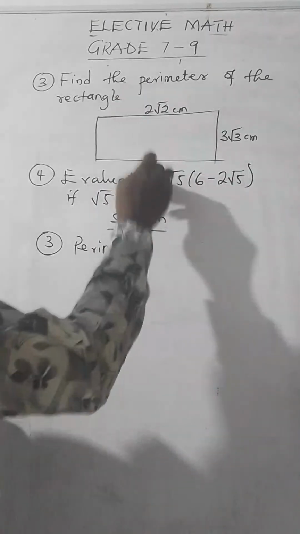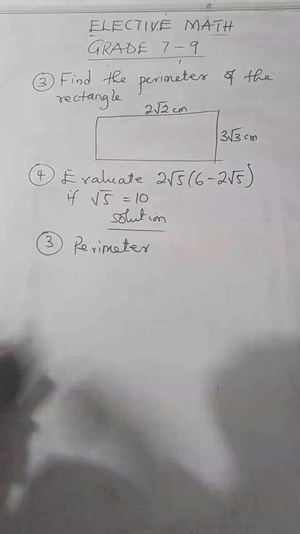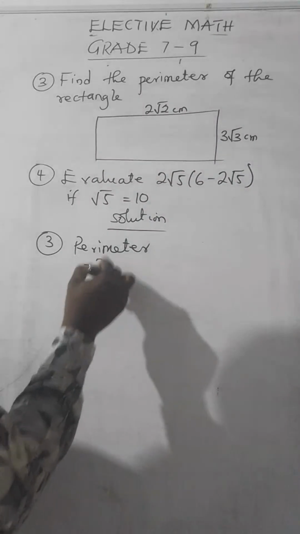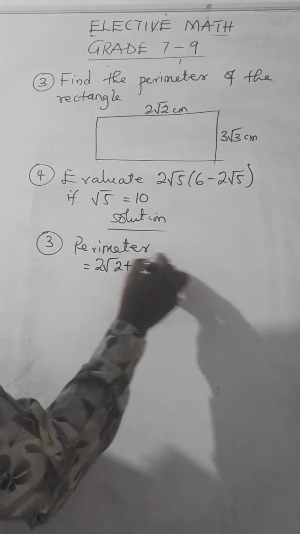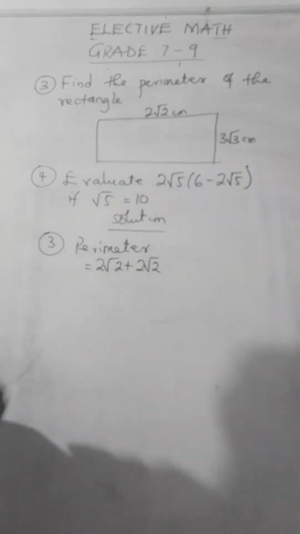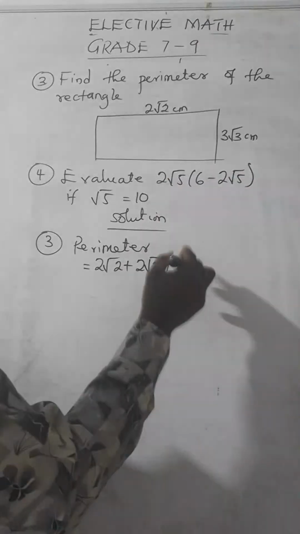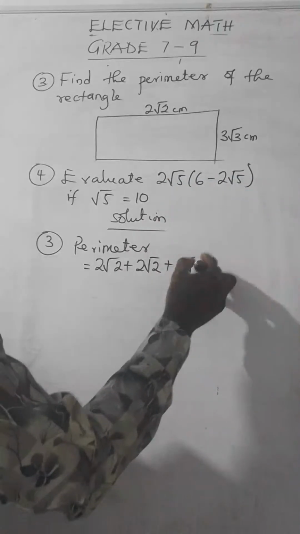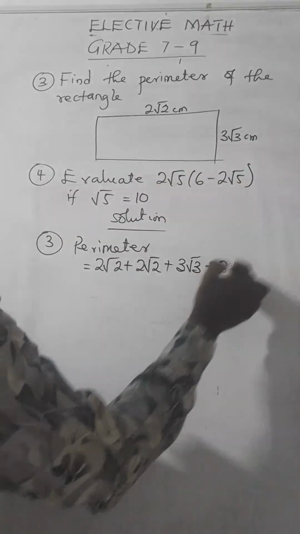So we have this to be the same, that's the length, the opposite sides are the same. So we're having 2 root 2 plus 2 root 2. So meaning what is here will be the same as what is here. Then we have the width. Also we have 3 root 3 plus the same thing here, 3 root 3.